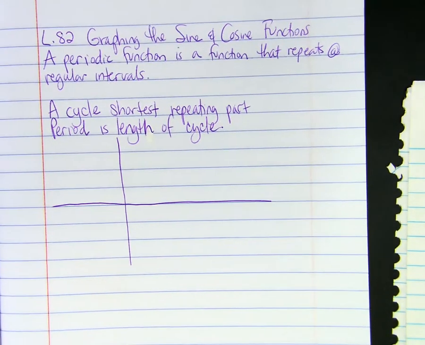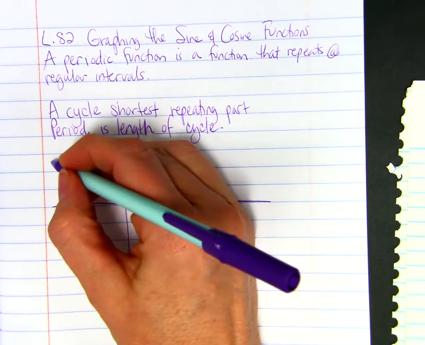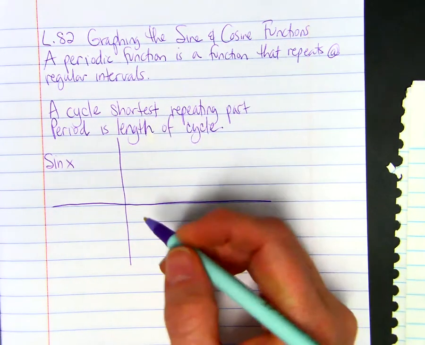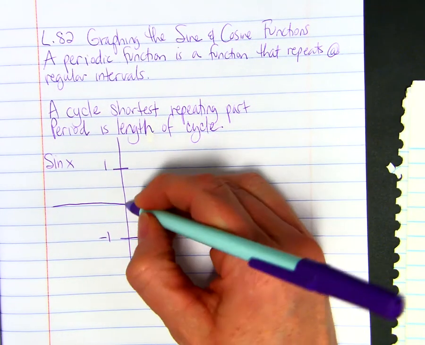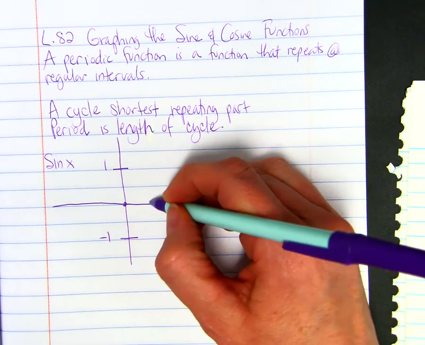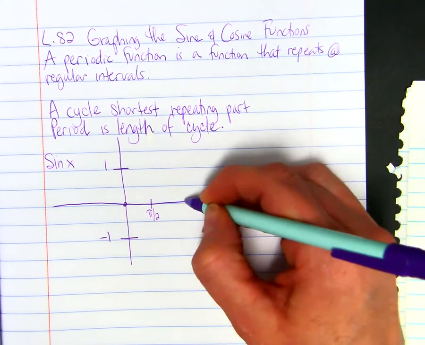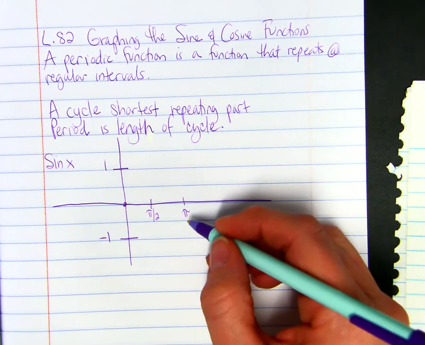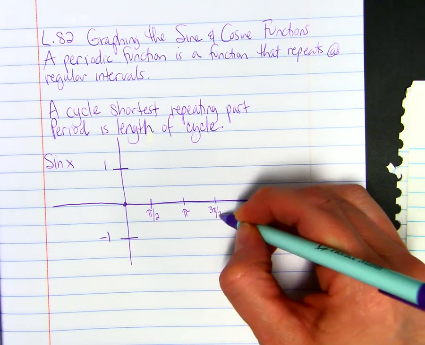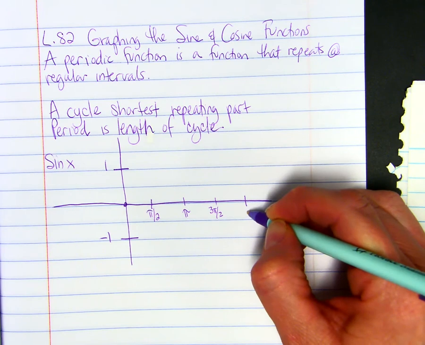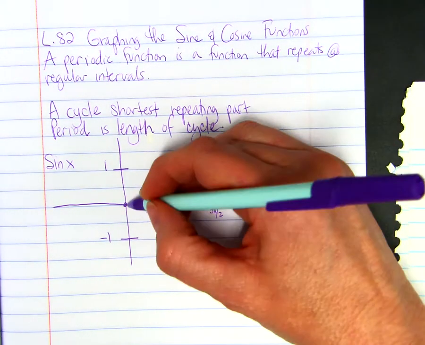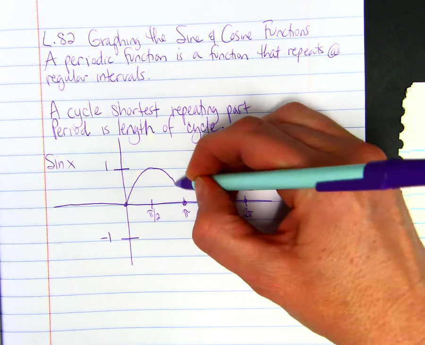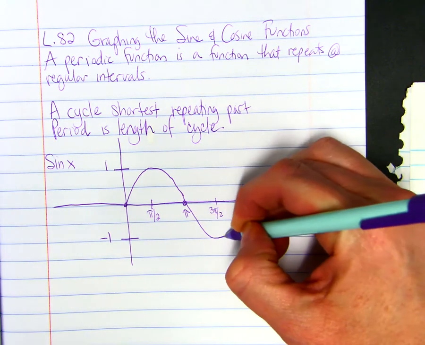Okay, so we're going to talk about the sine function. First I'll show you what it looks like, and then we'll talk about it using the unit circle. So we label the x-axis with pi. I did pi halves, pi, 3 pi halves, and 2 pi. So it crosses here, goes up to 1, down to -1.